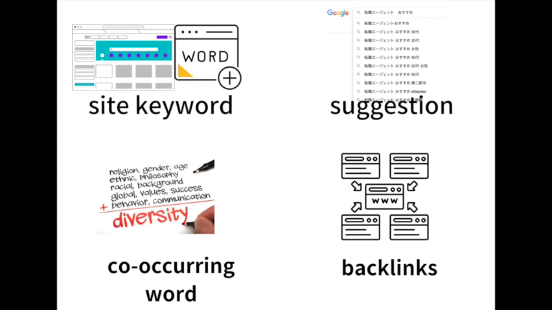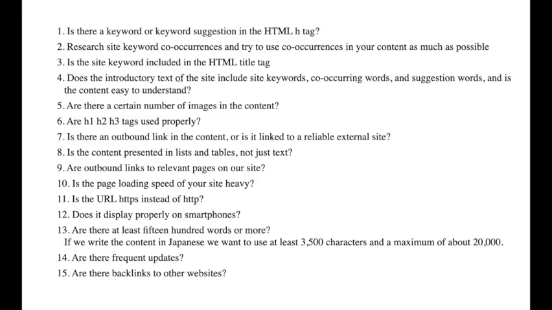A backlink is a link to your site from another website. An outbound link is when we introduce and post a link to a different page. Now that you understand the basic terms, let's look at this 15-part checklist that most SEO companies follow.